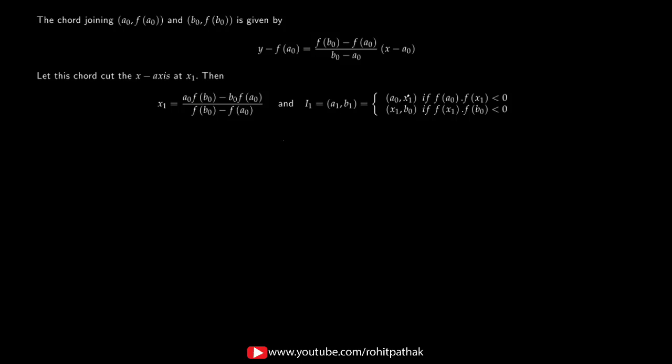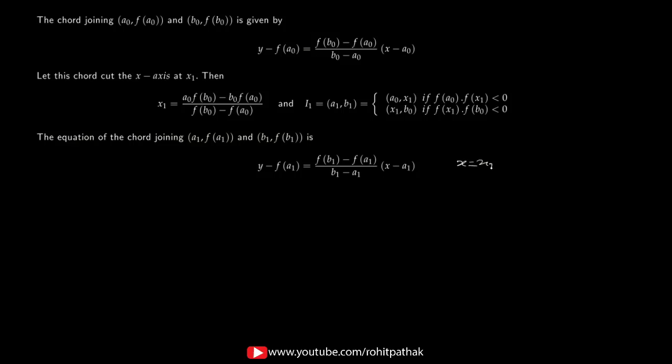Select the interval in which the root lies and again find the chord joining the two points (a1, f(a1)) and (b1, f(b1)). Suppose this chord cuts the x-axis at x equal to x2. So put x equal to x2 and y equal to 0 and solve for x2. You get x2 as (a1 f(b1) minus b1 f(a1)) divided by (f(b1) minus f(a1)). So you can see the trend of x1, x2.